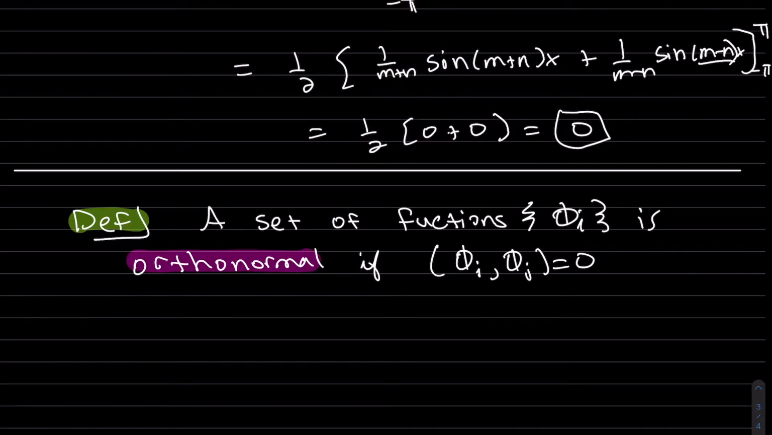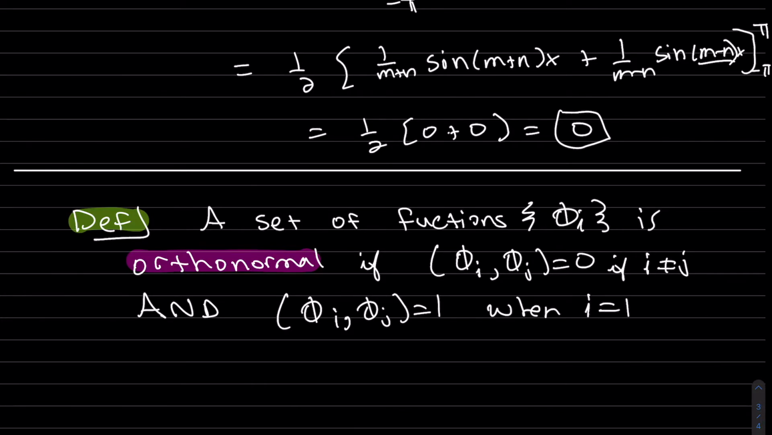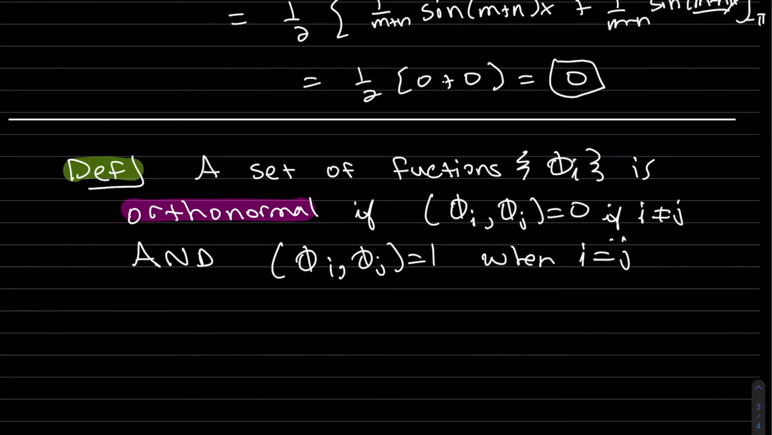So we have that it's equal to 0 if they're not equal, and that's orthogonal, that definition right there. But when we have the inner product equal to 1 when they're equal, so the inner product of each of them with themselves is equal to 1, when i is equal to j, that means, i.e., the magnitude of each one is 1.